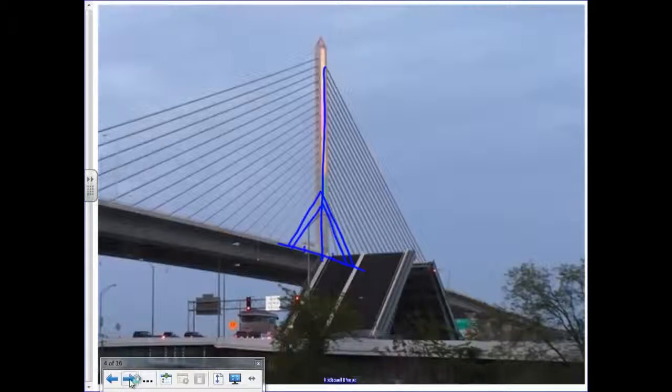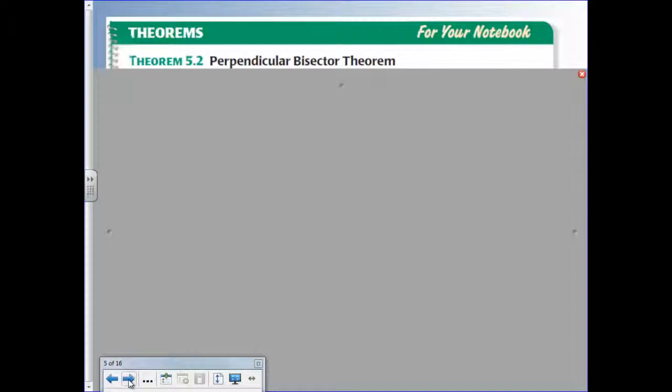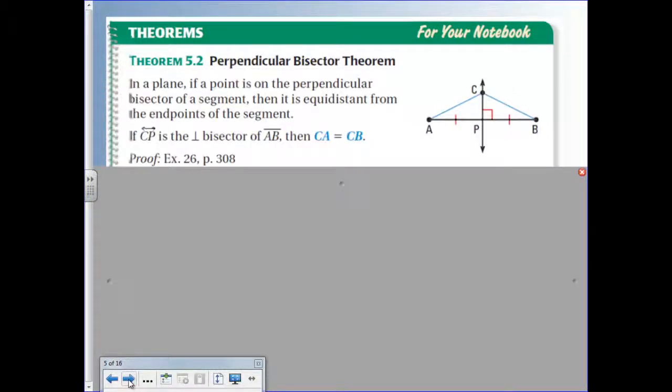That means that if those are the same distance apart, these are going to be equal distance apart in here too. So it's perpendicular, and it bisects it because those two parts are equal. Okay? That's just a real-life example to show you. The perpendicular bisector theorem says this, though. So watch and pay attention to make sure you catch this.